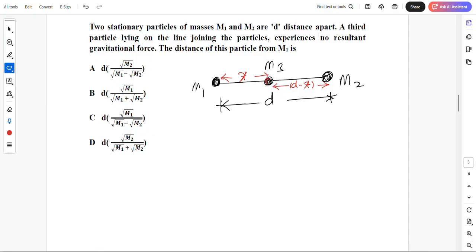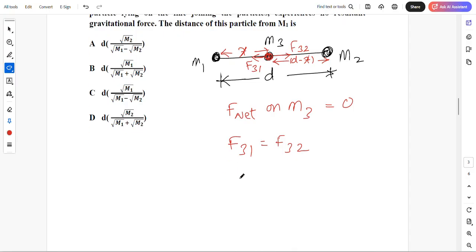What is the force on this one? Force on 3 by 1, that is F31, and force on 3 by 2, that is F32, force on 3 by this mass M2. Now here they are saying that F net on M3 is 0. Therefore, F31 will be equal to F32.